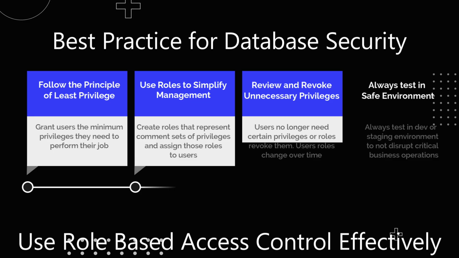Number 4, always test privileges in a safe environment. Before granting roles or making changes to privileges, always test them in a development or staging environment. This ensures you don't accidentally disrupt critical business operations. And number 5, use role-based access control, or RBAC, effectively.